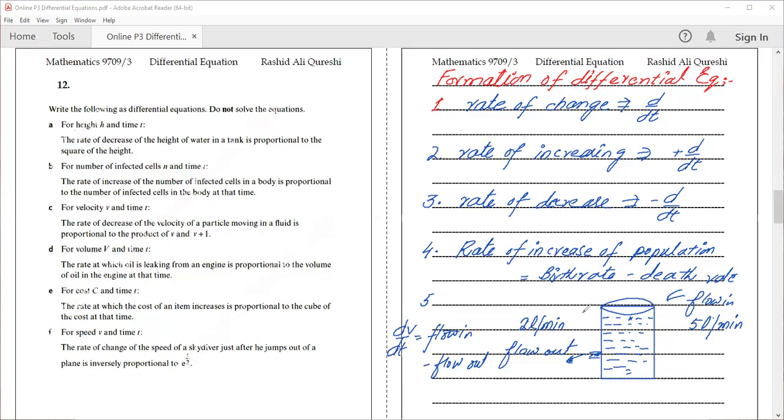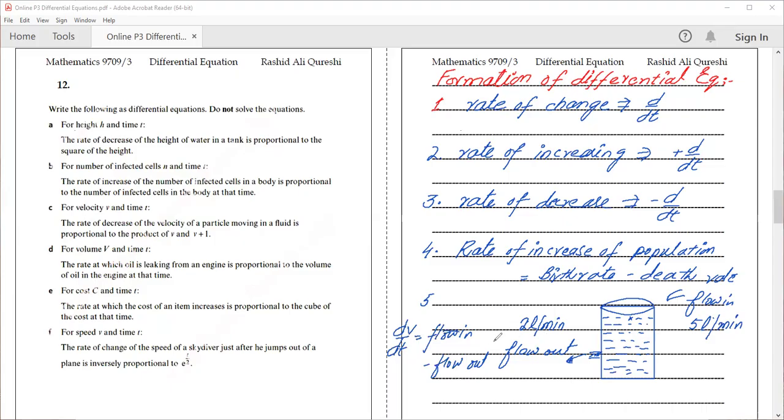So these 4, 5 scenarios you have to discuss. And if other scenarios come, I will explain according to the statement of the question. The first one is whenever you have the rate of change, you have to use the positive derivative with respect to time. If the rate of increase is positive, rate of decrease is negative. For the rate of increase of population, you must have the birth rate minus death rate.